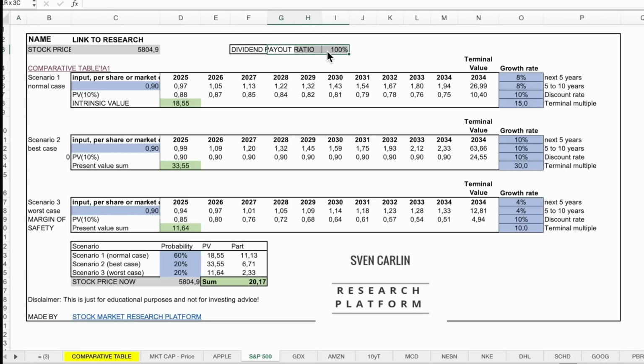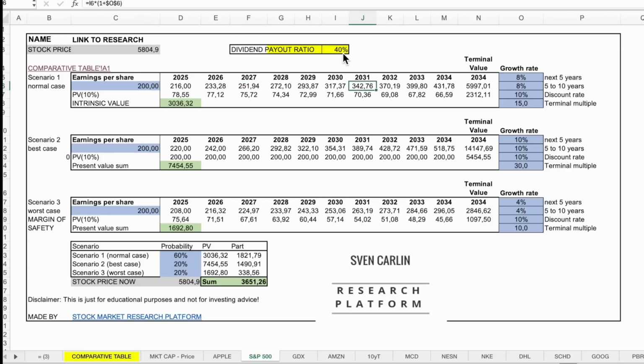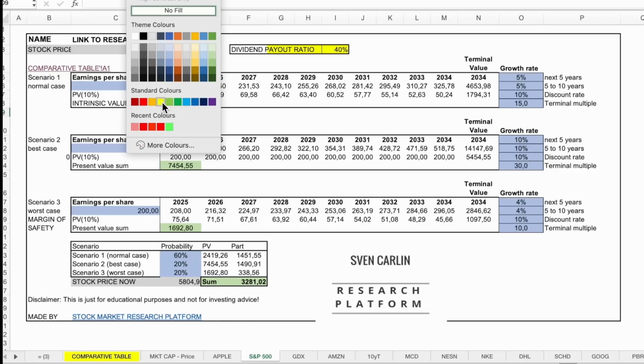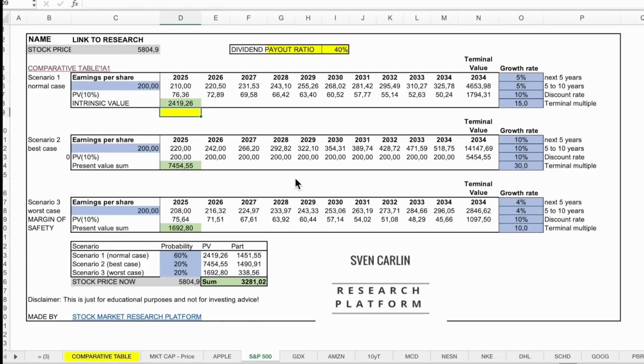Dividend payout ratio, here we said 40%. We put the input earnings per share of the S&P 500, 200, and now growth rate of the earnings, I would put 5%. That's the normal historical growth rate of the earnings of the dividends. I expect a 10% discount rate, a 10% return. Those are my calculations. And then if in 10 years I put a terminal multiple of 15, then I get to an intrinsic value of 2,000 points for the S&P 500.